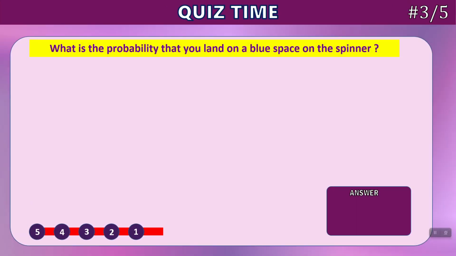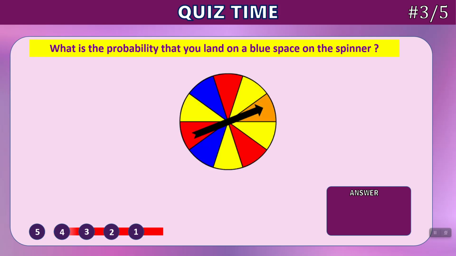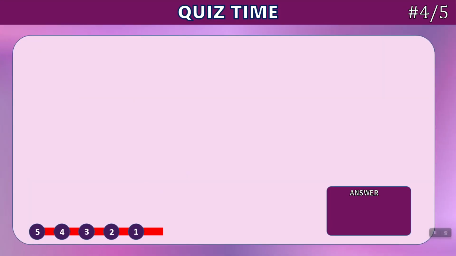Number 3. What is the probability that you will land on a blue space on the spinner below? Time's up. You can see that there are 2 blue spaces out of a total of 10. So the answer is 2 out of 10, which is 20%. Here's 1, 2 blue spaces out of 10 spaces in total.